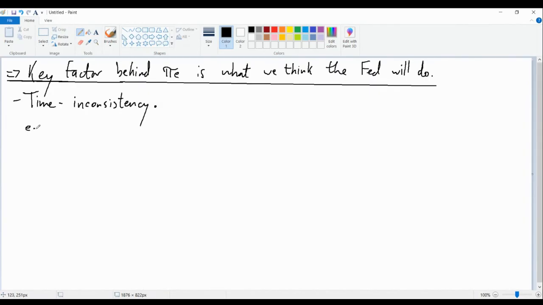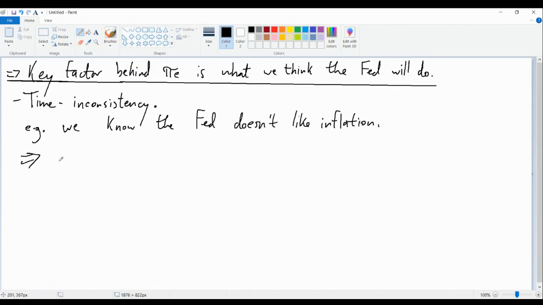Let me give you a better example, actually. So we know that the Fed doesn't like inflation. We also know they don't like unemployment. So imagine that the Fed announces a policy to try and get inflation down.